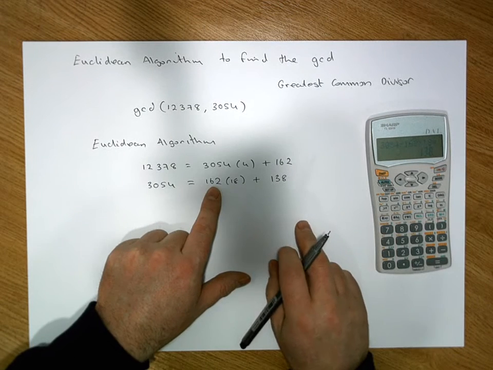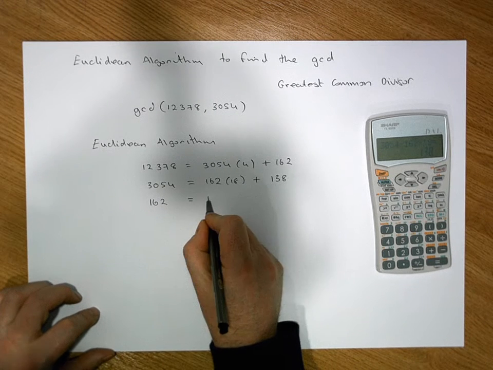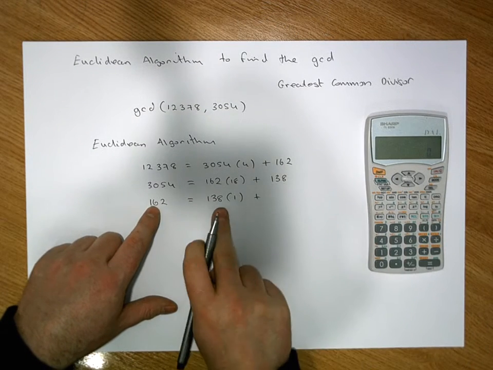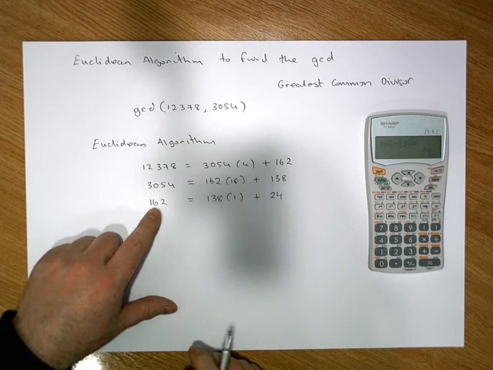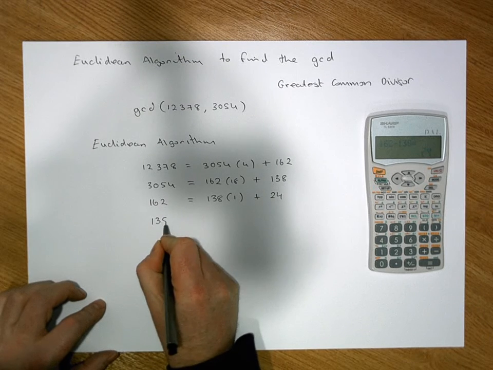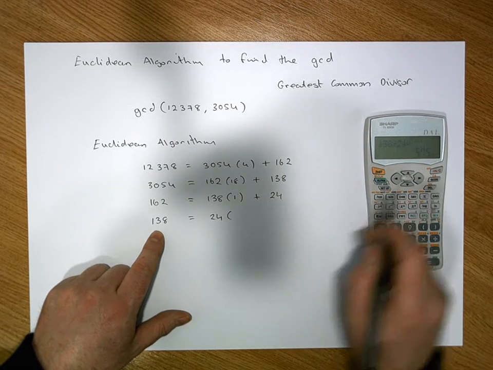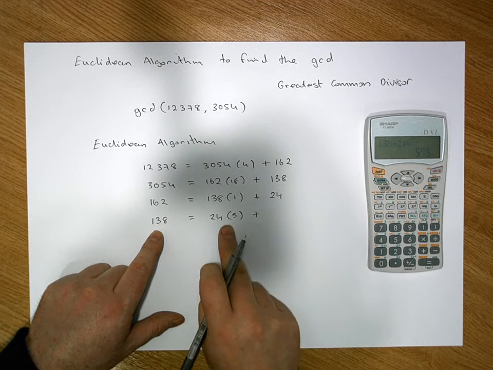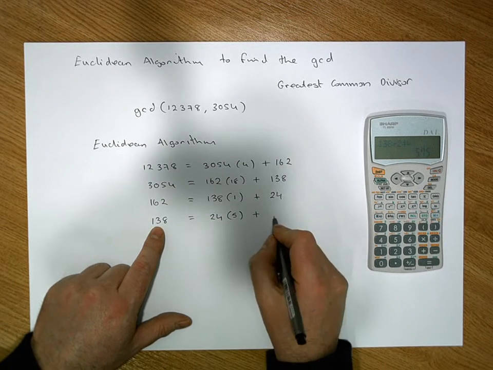We continue. We take 162 and divide it by 138, so 162 must be equal to, well, how many times does 138 go into 162? It goes in once, with a remainder of 162 minus 138, which gives us a remainder of 24. Then we take these two numbers and ask how many times does 24 divide into 138. So 138 must be equal to 24 times some number. 138 divided by 24 goes in approximately 5 times, so it's equal to 5 times 24 plus some remainder. Well, 5 times 24 is 120. 120 taken away from 138 leaves us with a remainder of 18.